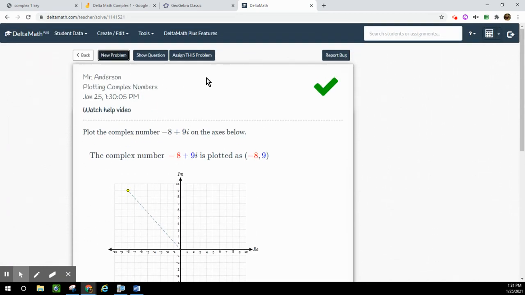So pretty straightforward here. And that's our introduction to complex numbers. We will continue working with this in class.